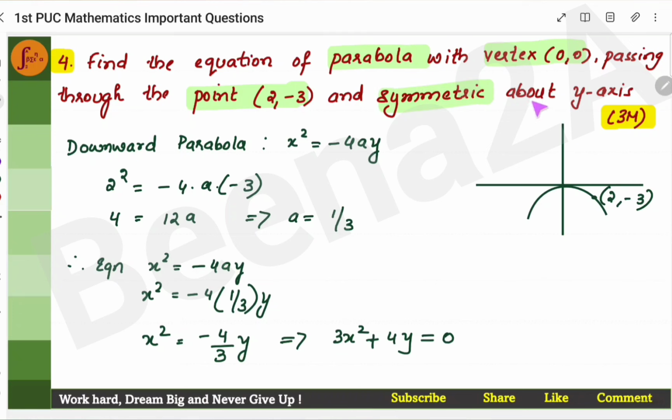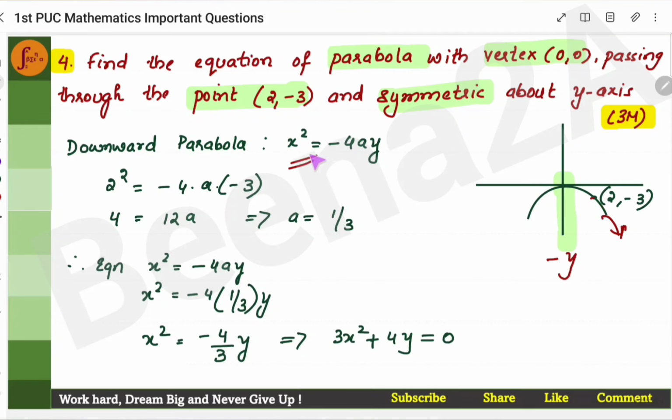So they've given the point, simple. Now they've told it's symmetric about the y-axis. So which means the parabola is around the y-axis. The point is 2, minus 3. It's on the negative y-axis. Minus 3 and 2, it's on this particular 4th quadrant. You have negative y, positive x, so 2, minus 3. So this point is on this particular parabola. Therefore, it is a downward parabola.